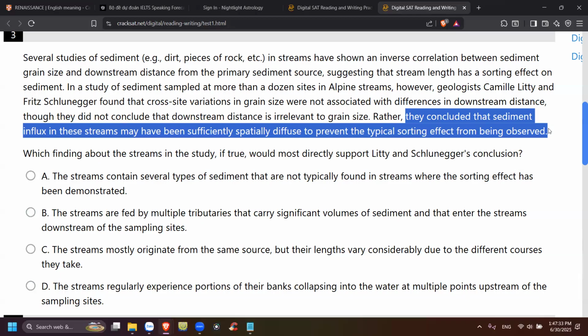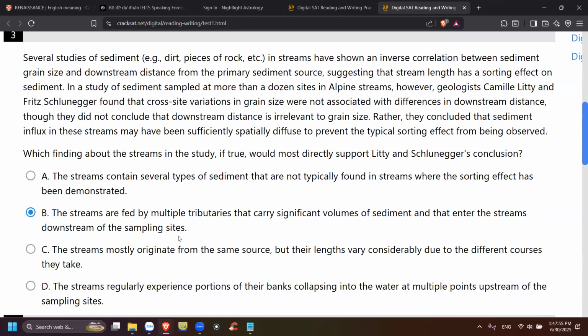Okay, so basically, what is the conclusion? They conclude the sediments in flux in the stream have been sufficiently spatially diffused. It means that they are far apart from each other, isn't it? Right, spatially diffused. So what caused that spatial diffusion? So you think it's B. Is it A? There are several branches of the river that feed into the mainstream that carry significant volume of sediment and enter the stream downstream. Why would you choose B then? Because I see the word multiple, so it's like it diffuses, it breaks down.